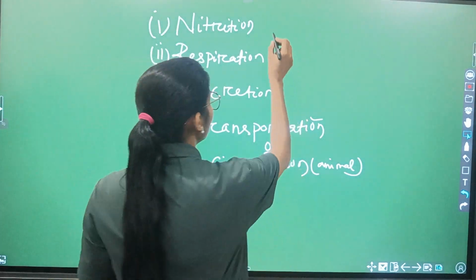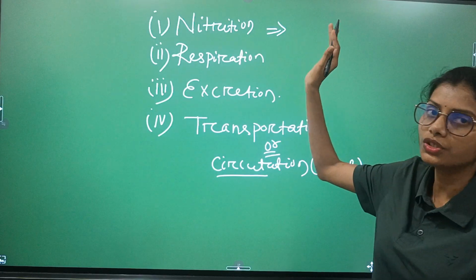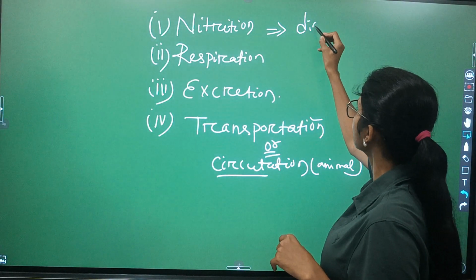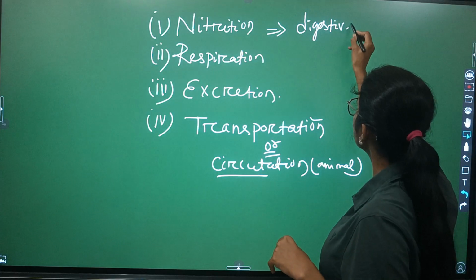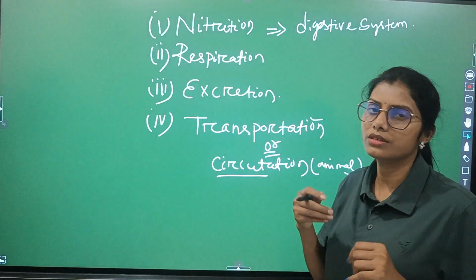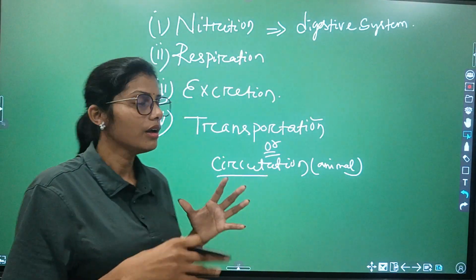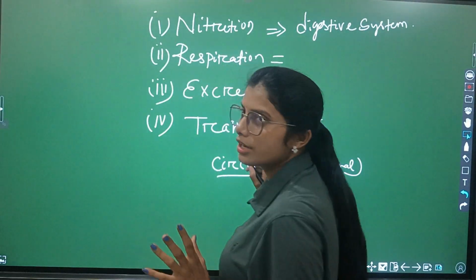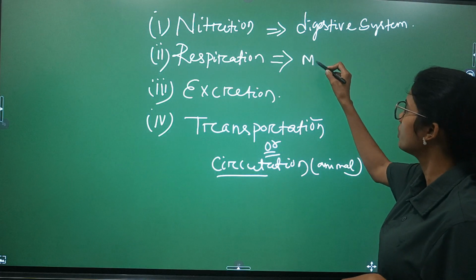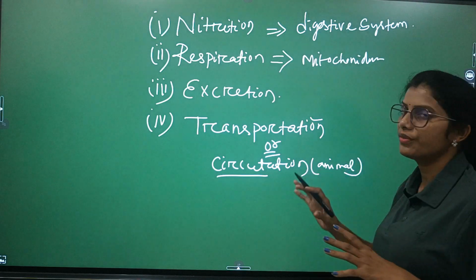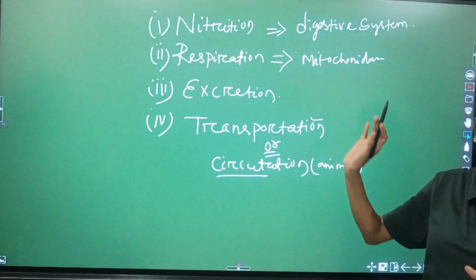So what is nutrition? If you relate nutrition with the organs of our body, that is your digestive system. Different digestive glands, stomach, intestines are all associated with nutrition. Second one, what is respiration related with? Respiration is related with mitochondria and different types of cells, where respiration is going on.